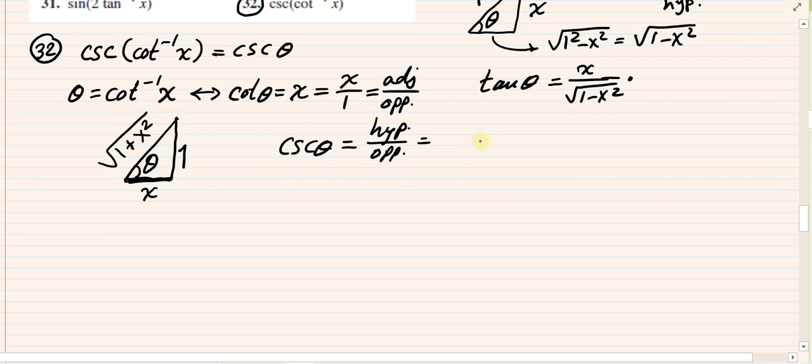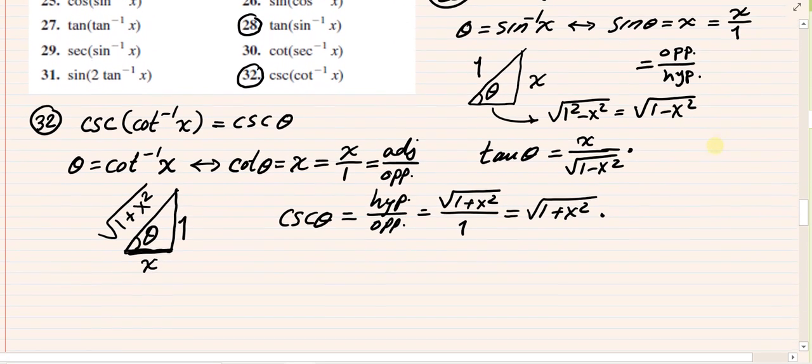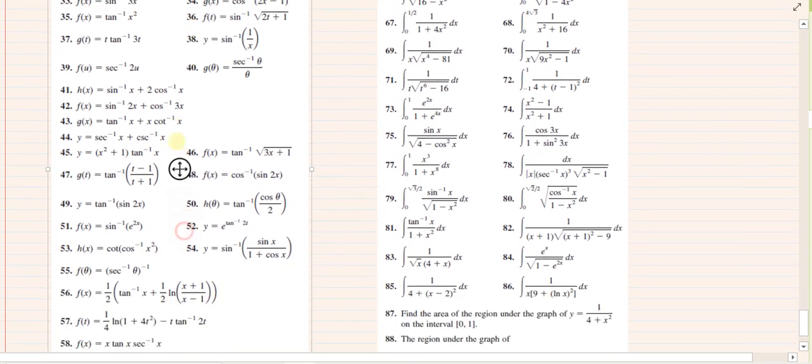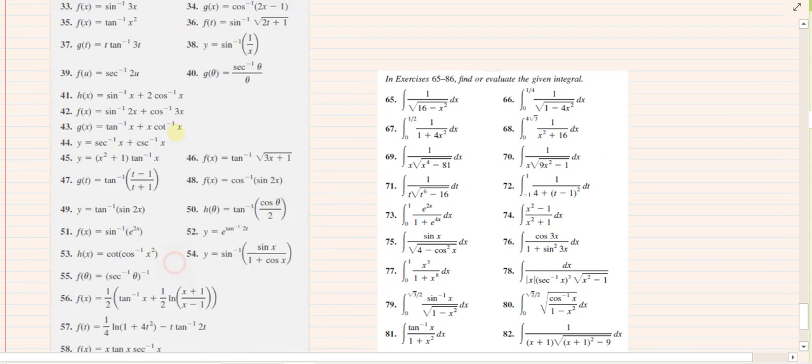Now, cosecant, the ratio of hypotenuse to opposite, is going to be the square root of 1 plus x squared over 1, which is root 1 plus x squared. There. So you just got to make sure you label the triangle correctly, which I didn't, and that should be fine. Let's take a look at more of these. Let me bring this one up.